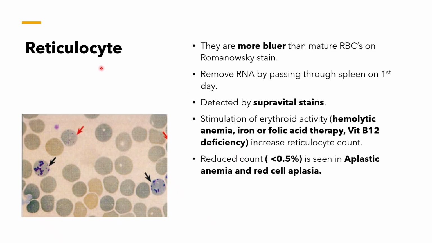The next stage is the reticulocyte. In the Romanowsky stain, this cell appears a little bluer than the normal RBCs, and the nucleus in this stage has been removed on the very first day of production. These can be detected via the supravital stains.